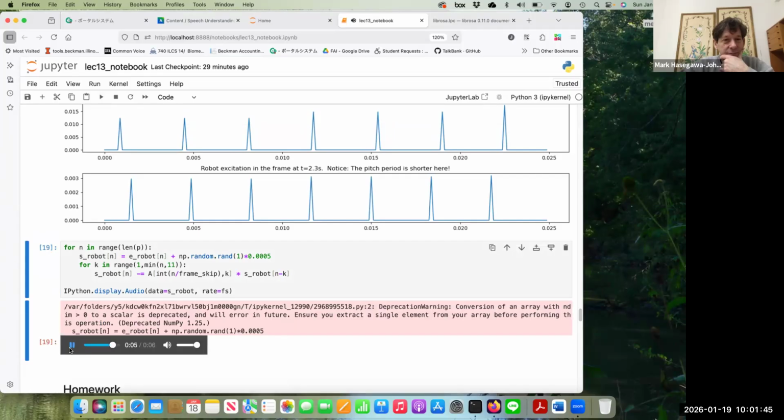Hmm, it's almost inaudible. How about if I make it 10 times louder and see what happens?